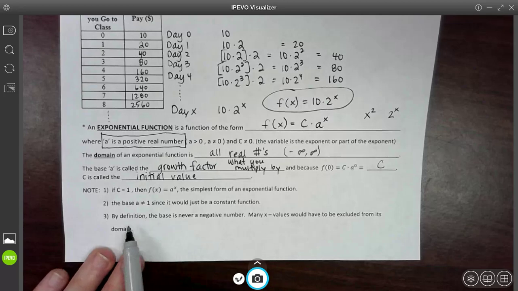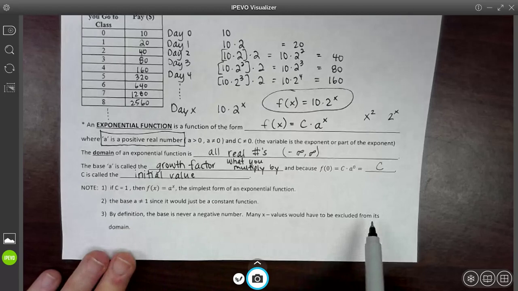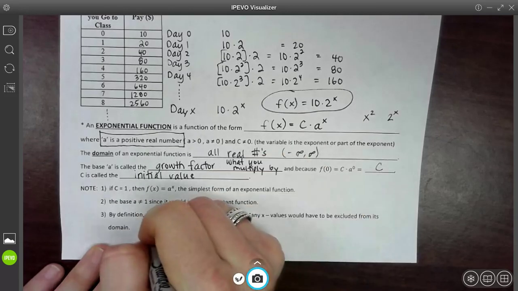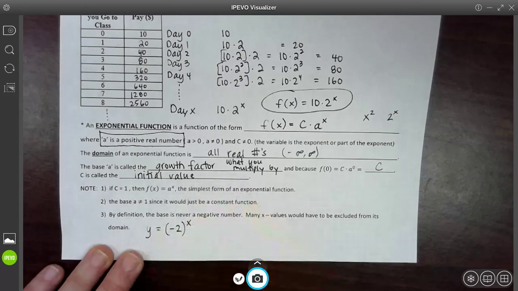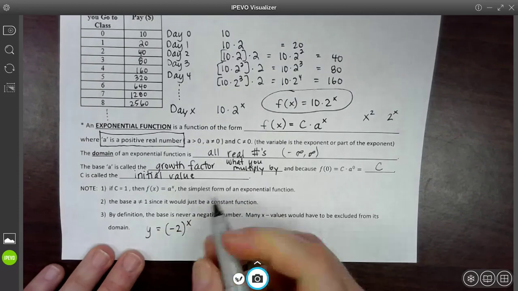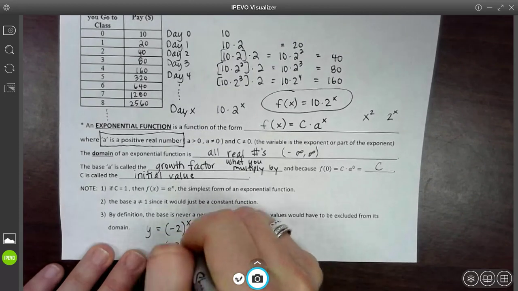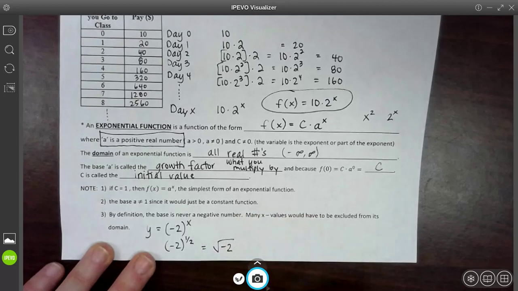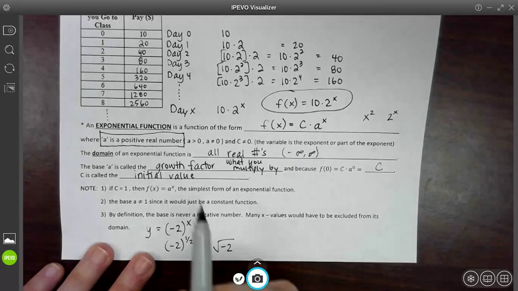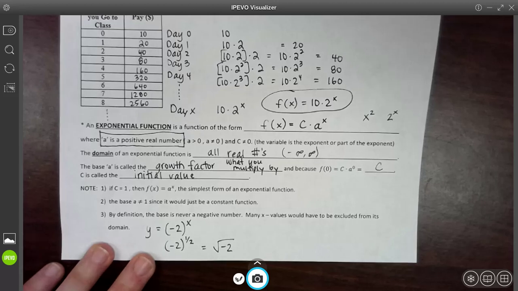All right? By definition, the base is never a negative number. Many x values would have to be excluded from its domain. Guys, if we let the base of an exponential function be a negative number, right? Like y equals negative 2 to the x. The base is negative. If I tried to plug in 1/2, then I would have negative 2 to the 1/2, which is equal to the square root of negative 2. You can't take the square root of a negative number. So now I'd have an undefined output, which means 1/2 would not be in the domain of this function. Or any even root radical wouldn't be in the domain of this function.